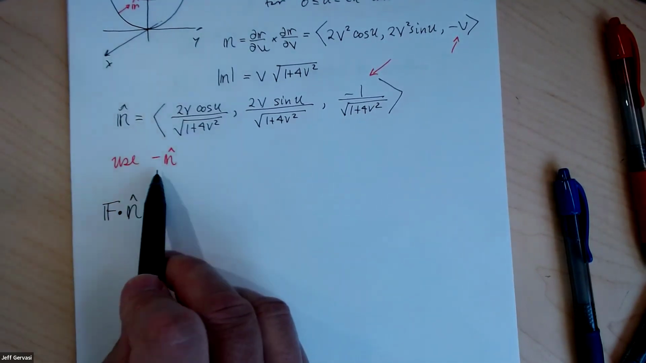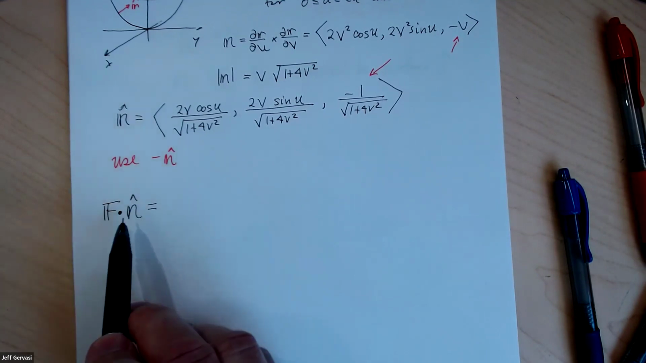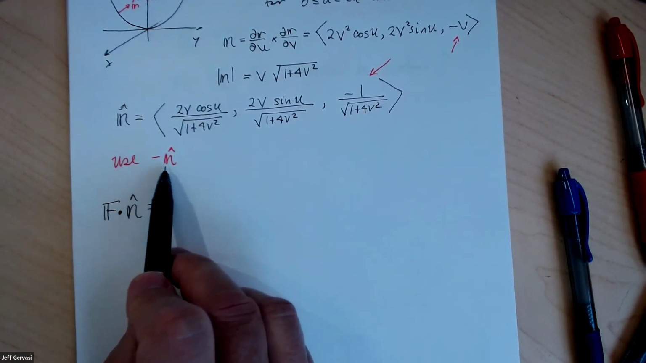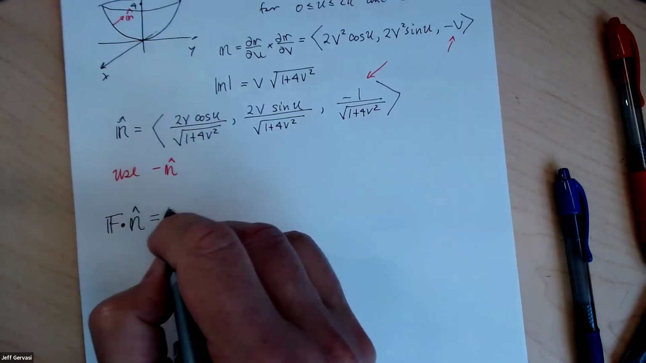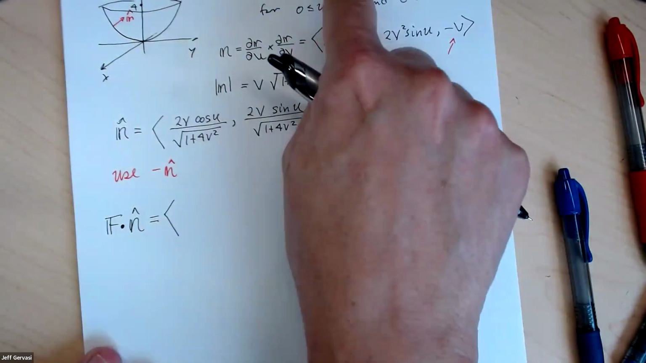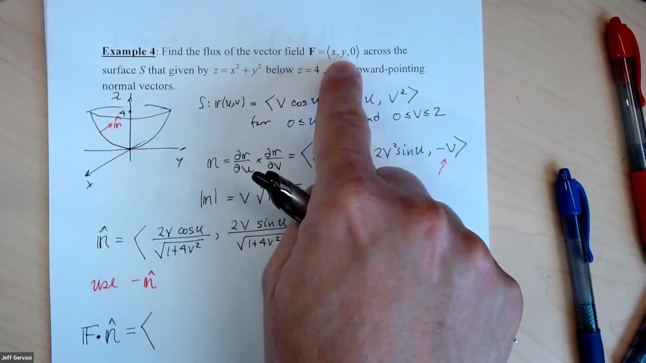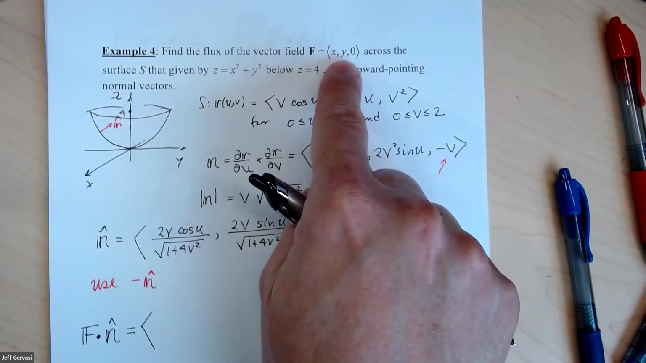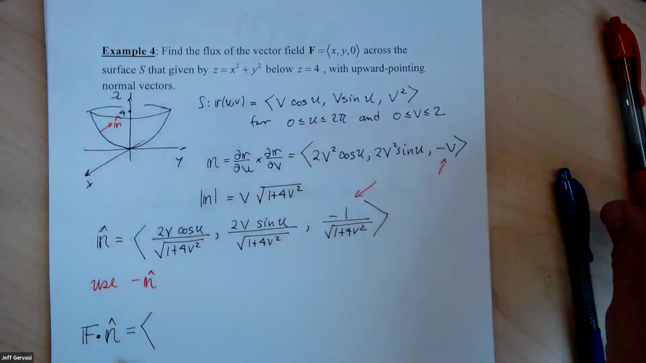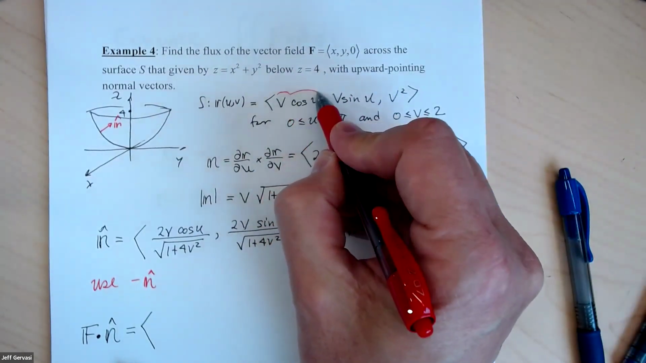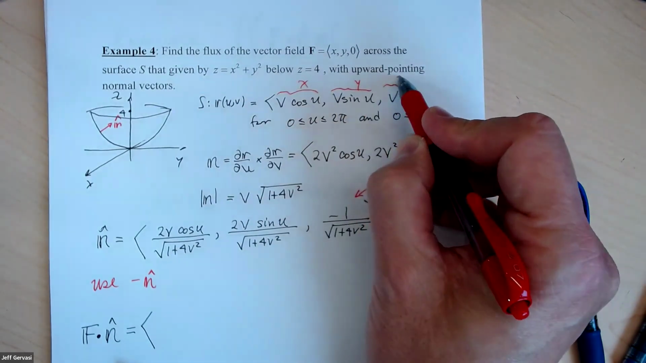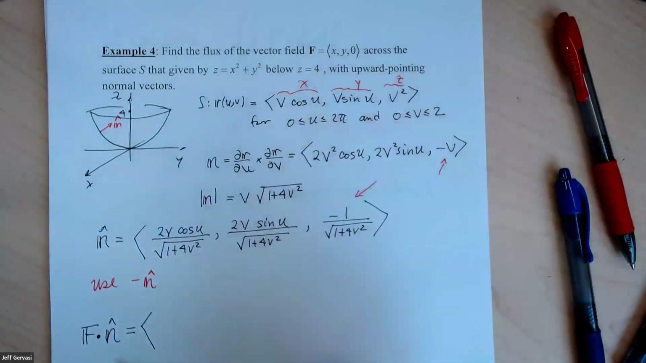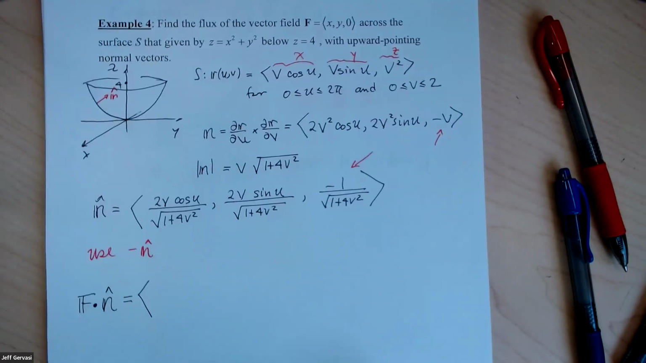With the understanding that we're using the opposite. So think of that red n right there with that minus right over here. I do have to put my vector field, which is x, y, 0, in parametric form. Its parametric counterparts are right here. All right, here's what we'll get.